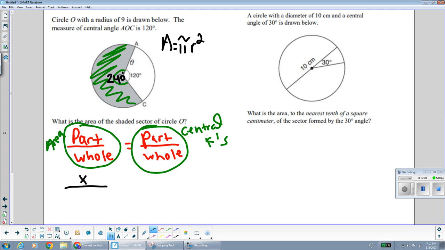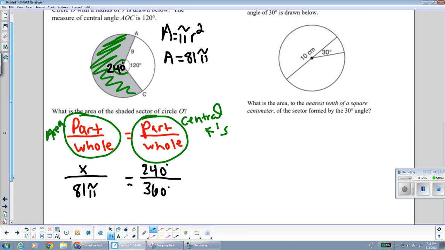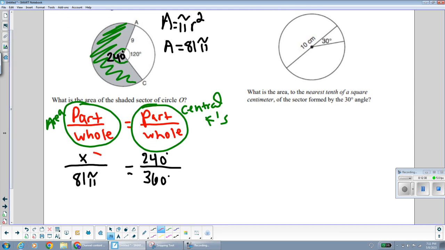So let's plug in. We're going to plug this 9 in. So we have area is equal to 9 squared, which is 81 pi. So our area of this entire circle is going to be 81 pi. Now, our central angle for the shaded sector, the one that we're finding the area of, is 240 degrees. And we know that all the central angles in any circle always add up to 360 degrees. From here, we can cross multiply and solve our proportion to get the area of the sector.